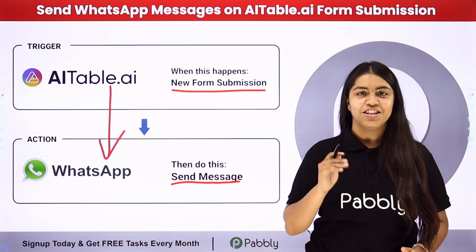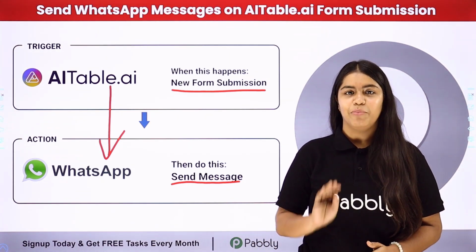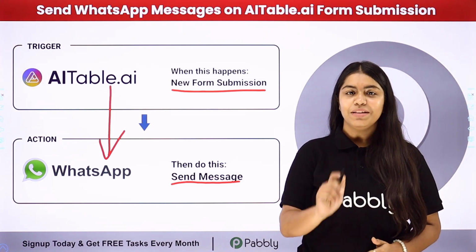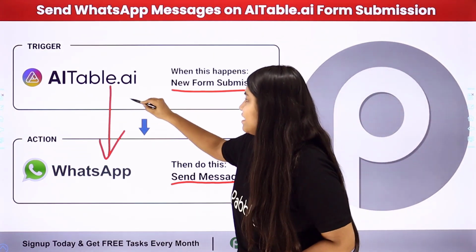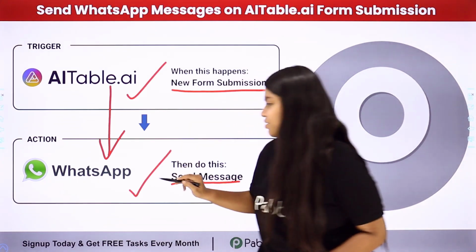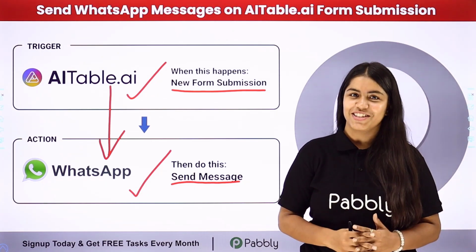To create this connection without knowing any coding language, we are going to use Pabbly Connect. It is an amazing automation software. So in Pabbly, we have the concept of trigger and action. For trigger, we are going to use AITable.ai, and for action, we are using WhatsApp. So if you want to learn this process step by step, follow me through the screen.